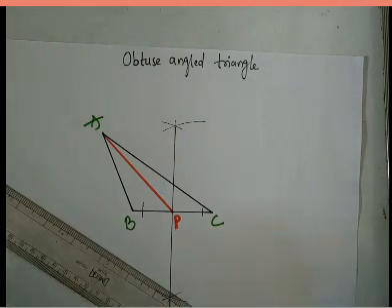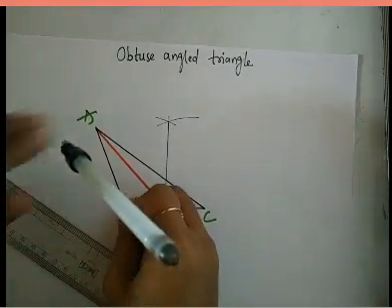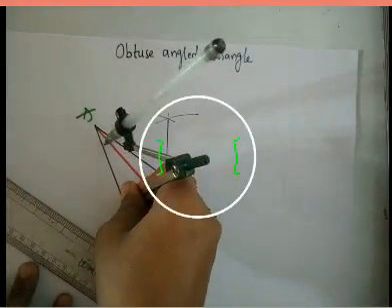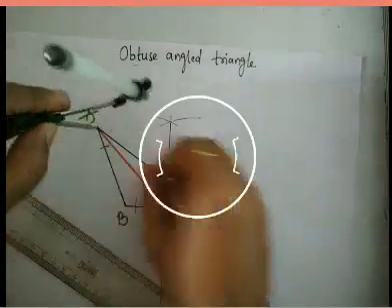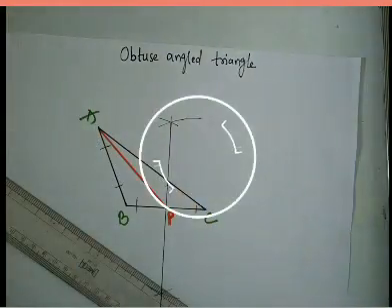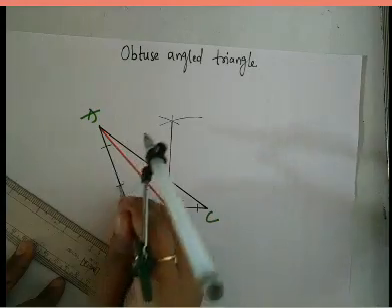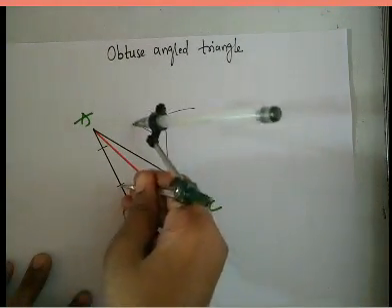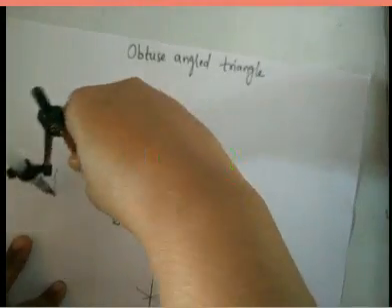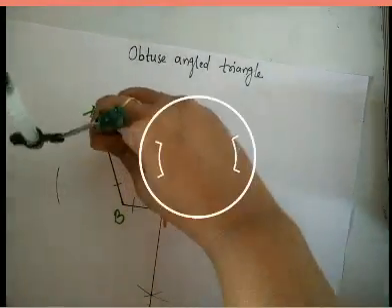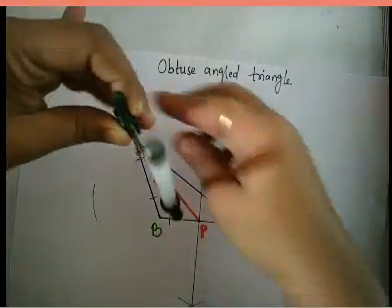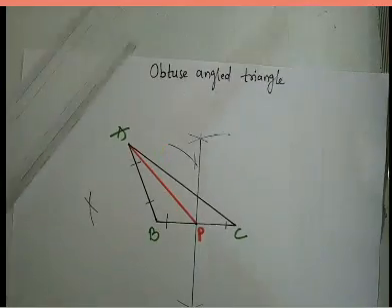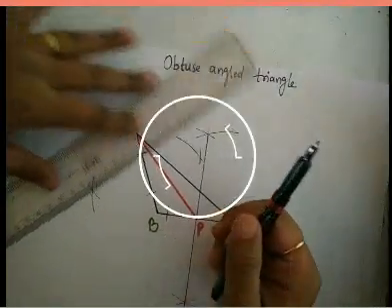Now we'll start with segment AB. I'll keep the pointer on B, take more than half distance, and draw an arc. Without disturbing the distance, keep the pointer on A and draw another arc. Now keep the pointer here, draw an arc up and down. Without disturbing the distance, keep the pointer here, draw an arc up and down. And now we will join them.